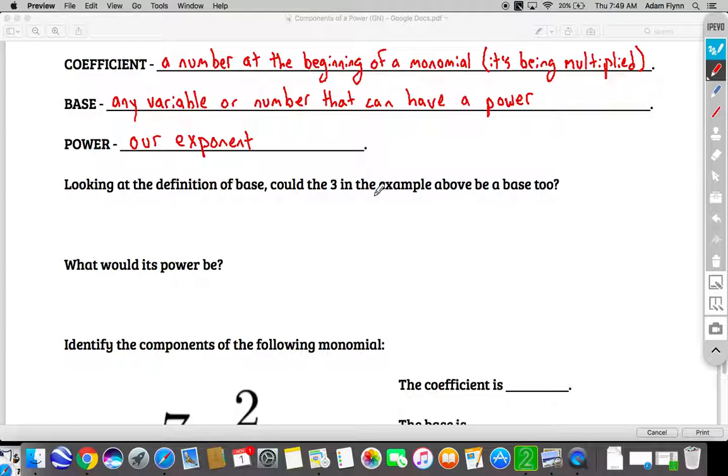Okay, so looking at the definition of base, could the 3 in our example above be a base too? So just a reminder, just so I don't have to scroll back up, our example is 3x to the fifth. Okay, and taking a look at this, we knew our x was our base because it could have a power, and its power was 5. So this is asking, could the 3 be a base as well? Yes. It is a number with a power.